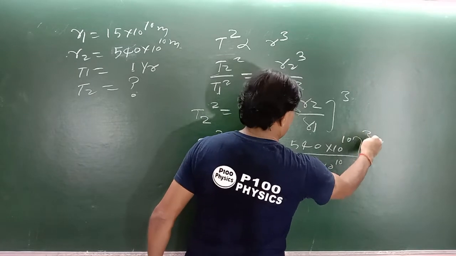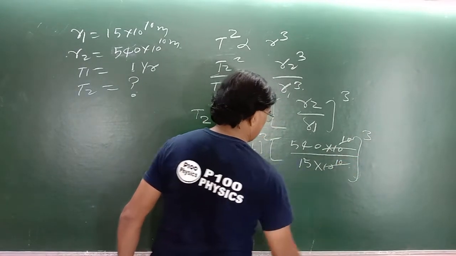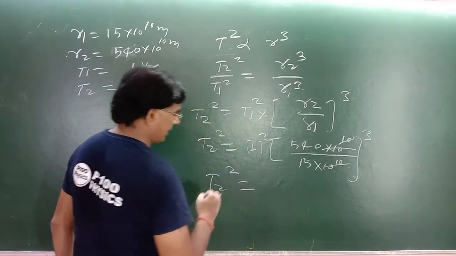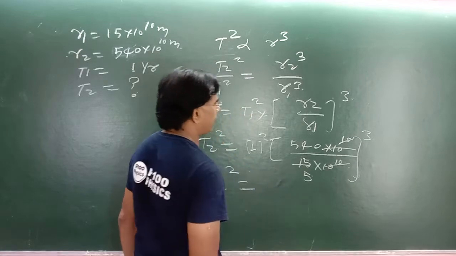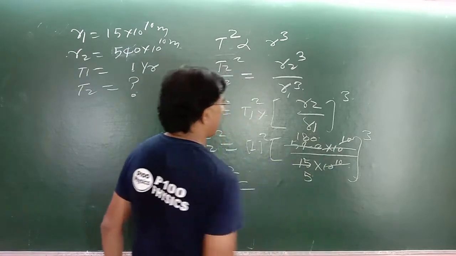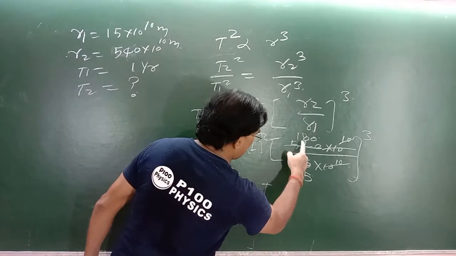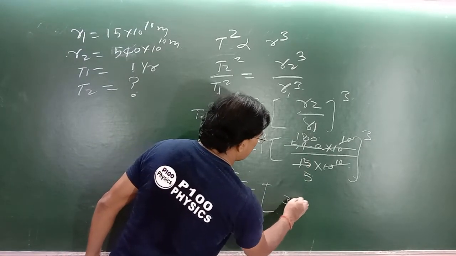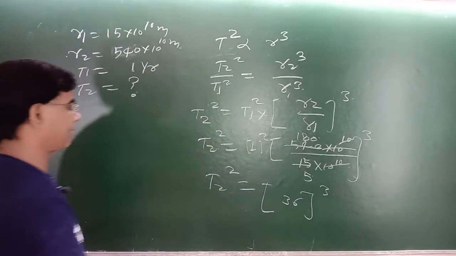And this is the cube. 10 to the power 10 cancels. And what will be here? 3 into 5, 15, and 18, so 180 can be written here. And therefore this will be 36 cubed. Fantastic.